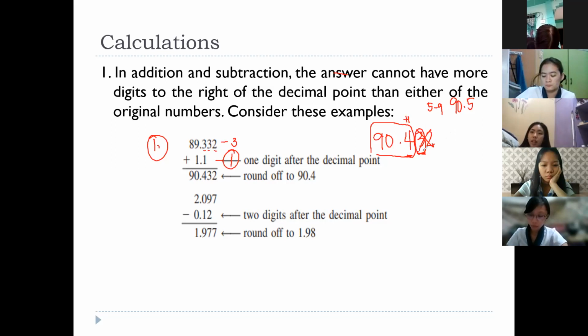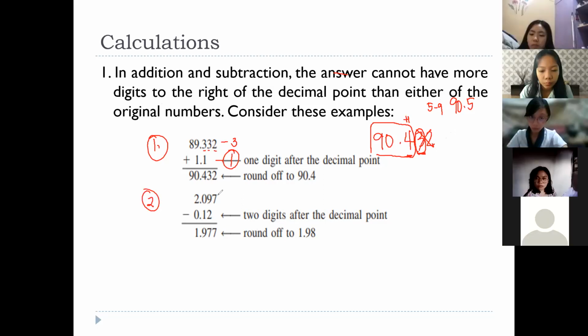Now, this is 3, so no need to add 1. As is tayo dyan, 90.4. Okay? Another thing, pag subtraction, parehas lang ang rule na to class sa subtraction. Like this one, 2.097 minus 0.12. We will just do the simple mathematics.